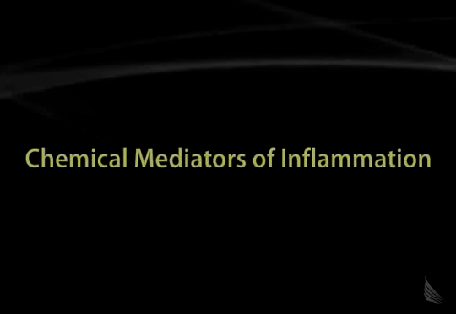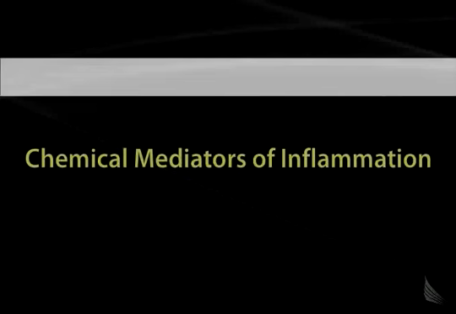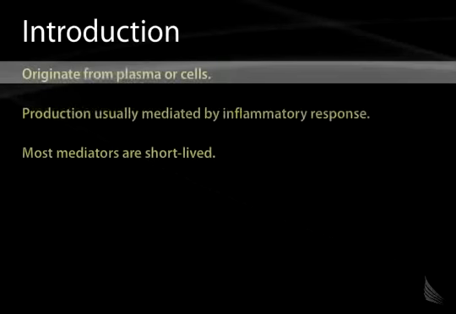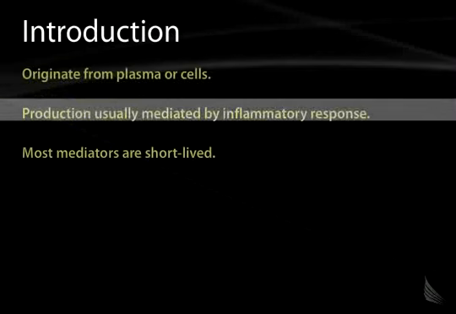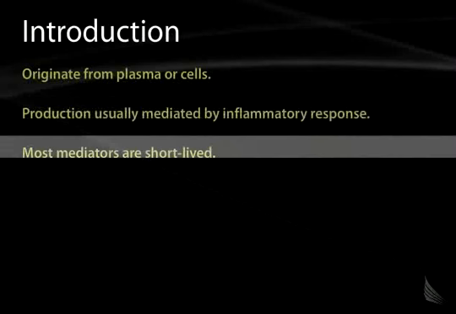Okay, so those are the basic cells of inflammation and the process by which inflammation occurs. Let's talk about some of the chemical mediators of inflammation now. The chemical mediators of inflammation originate from the plasma or from immune cells or other cells, and their production is usually mediated by some inflammatory response. These are short-lived mediators which act in the same general area as the inflammation and lead to specific inflammatory responses.